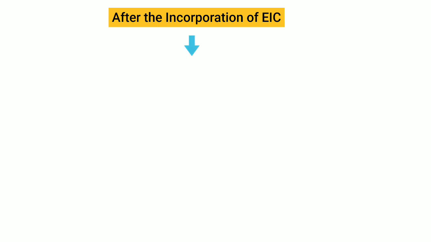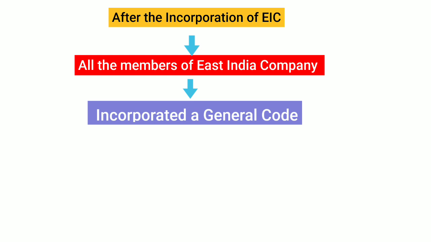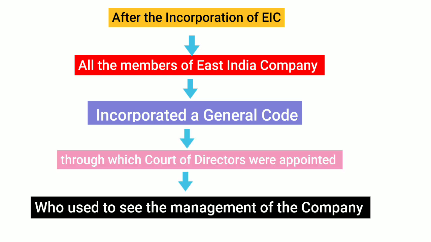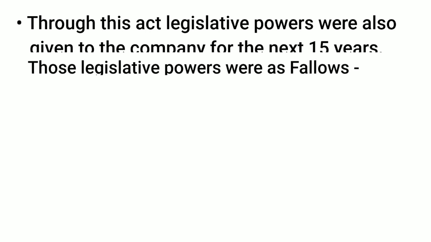Now after the incorporation, all the members of the East India Company incorporated a general code. Through this general code, a court of directors was appointed, which used to look after the management of the company. So in conclusion, through the charter of 1600, the East India Company was incorporated, and legislative powers were given to the company for the next 15 years. Now let's see what those legislative powers were.